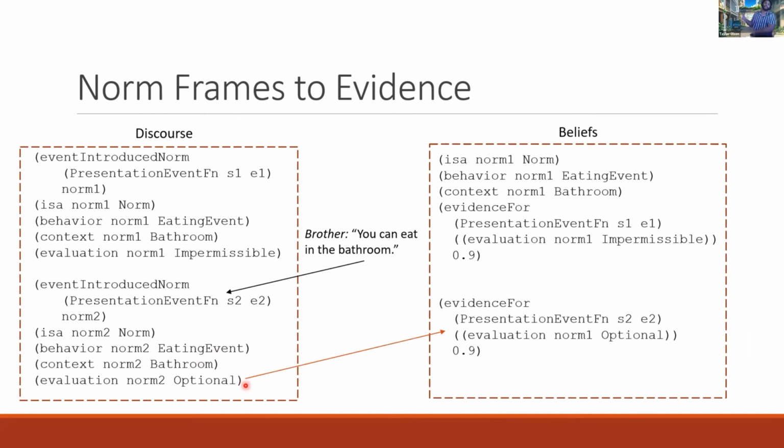Once the plans run the storing, the storing process that goes from the norm frames in the discourse to the beliefs, it detects that a norm frame with the same context and behavior is already found in the beliefs. So it only stores the relevant new evidence. In this case being that the evaluation of that norm is optional.